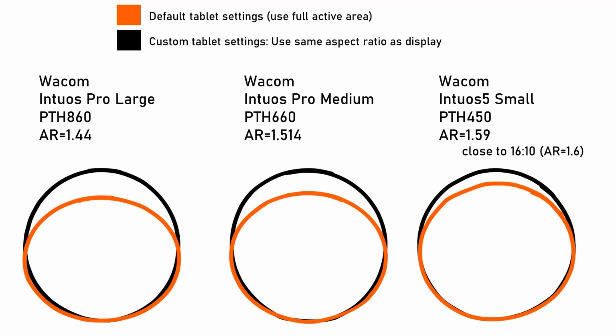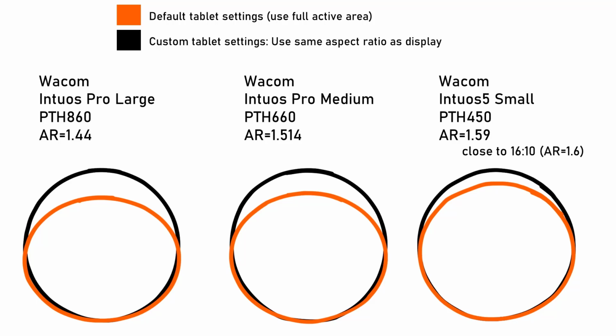I recommend they get medium-sized tablets. That's represented by the middle case. That's the Wacom Intuos Pro Medium. It has an aspect ratio of 1.514, so you can see the increased distortion. I use a Wacom Intuos Pro Large, and that has an aspect ratio of 1.44, which has a significant amount of distortion. And again, the point of all of this is to show you the actual real-world experience that you might get with a pen tablet and a display.